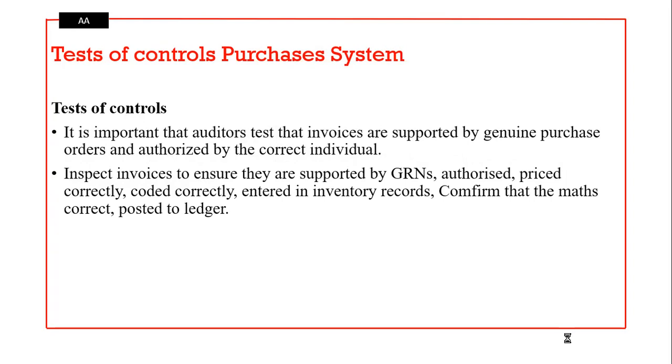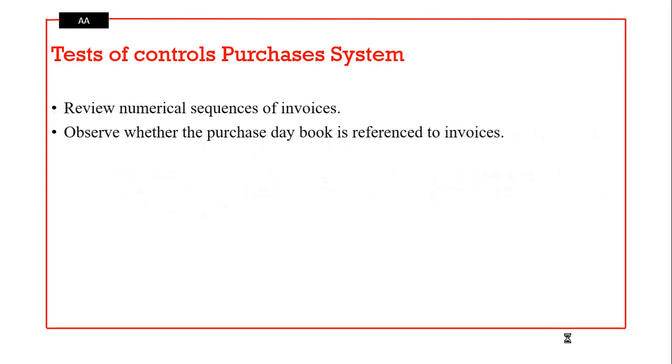It is important that the auditor states that invoices are supported by genuine purchase orders and are duly authorized by the correct individuals. The auditor should inspect invoices to ensure that they are supported by source documents, GRNs, authorized, priced correctly, coded correctly, entered in inventory records, and they should also confirm that the maths is correct and also that the purchase is posted to the correct account.